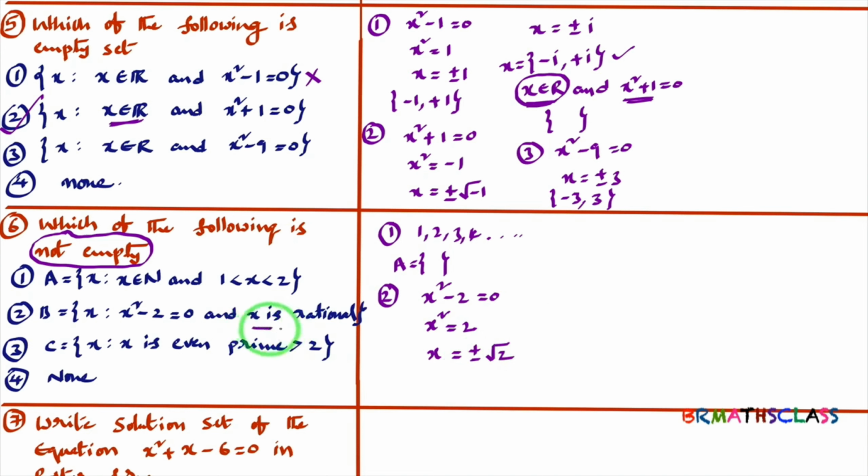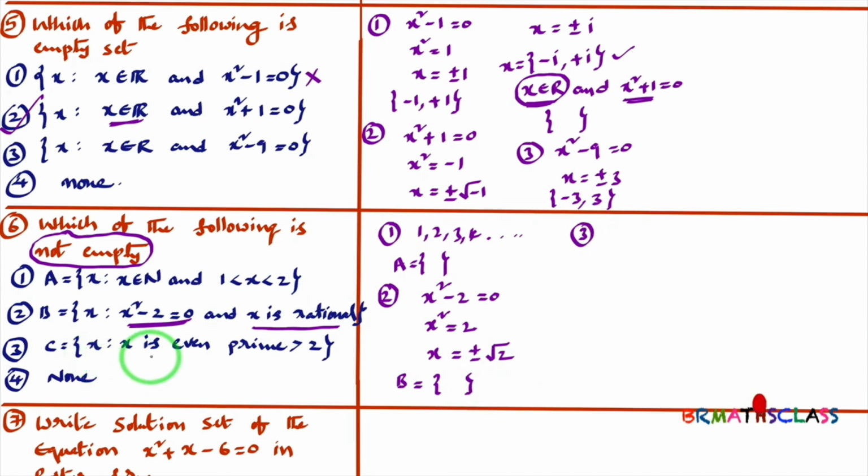What are they specifying in this option? They are saying that x is rational and it is satisfying this condition x square minus 2 equal to 0. So what will you say about set B? It is having a solution, but that solution is not rational. That solution is irrational. You observe here. So what is set B? Set B is an empty set. Now you observe the third option.